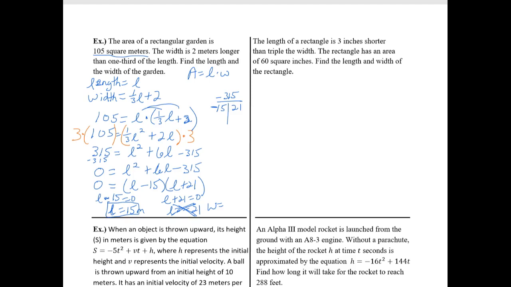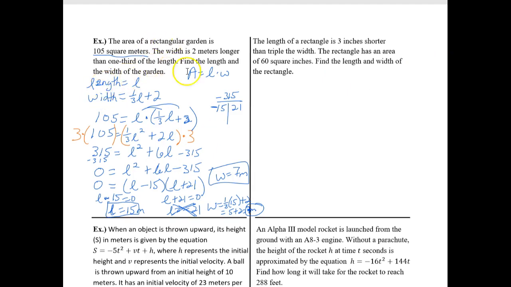So 15 divided by 3, 1/3 the length, and then 2 more. So 15 divided by 3 is going to be 5 plus 2, or 7 meters. Let's write that up here. 7 meters.